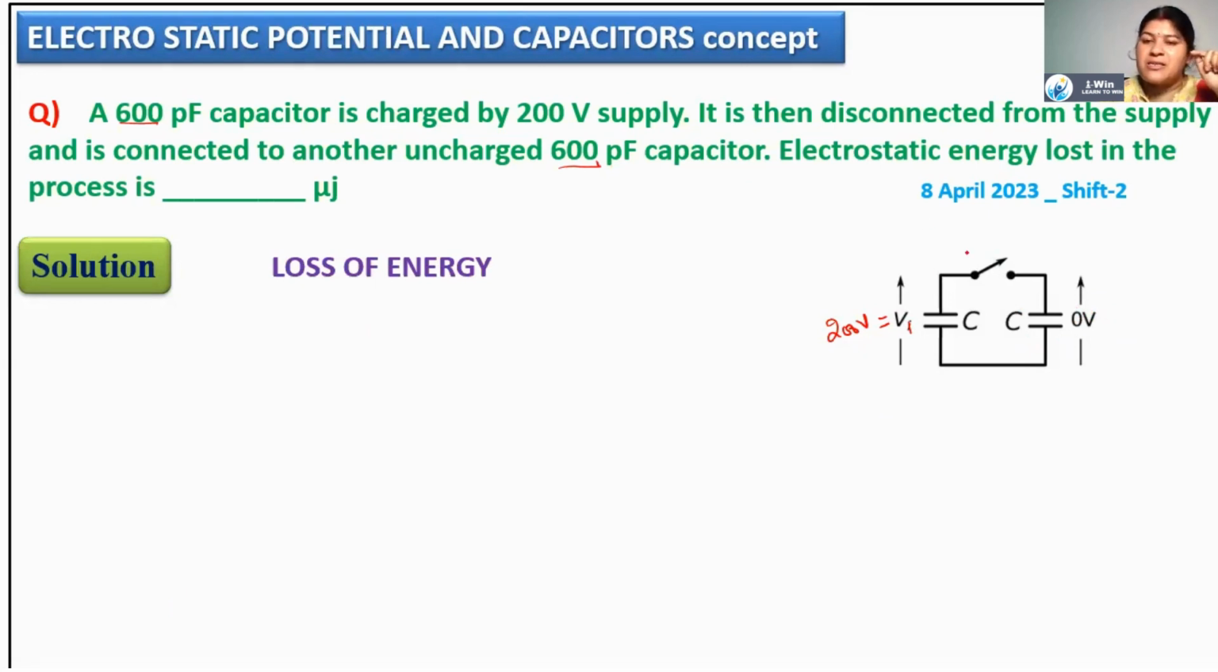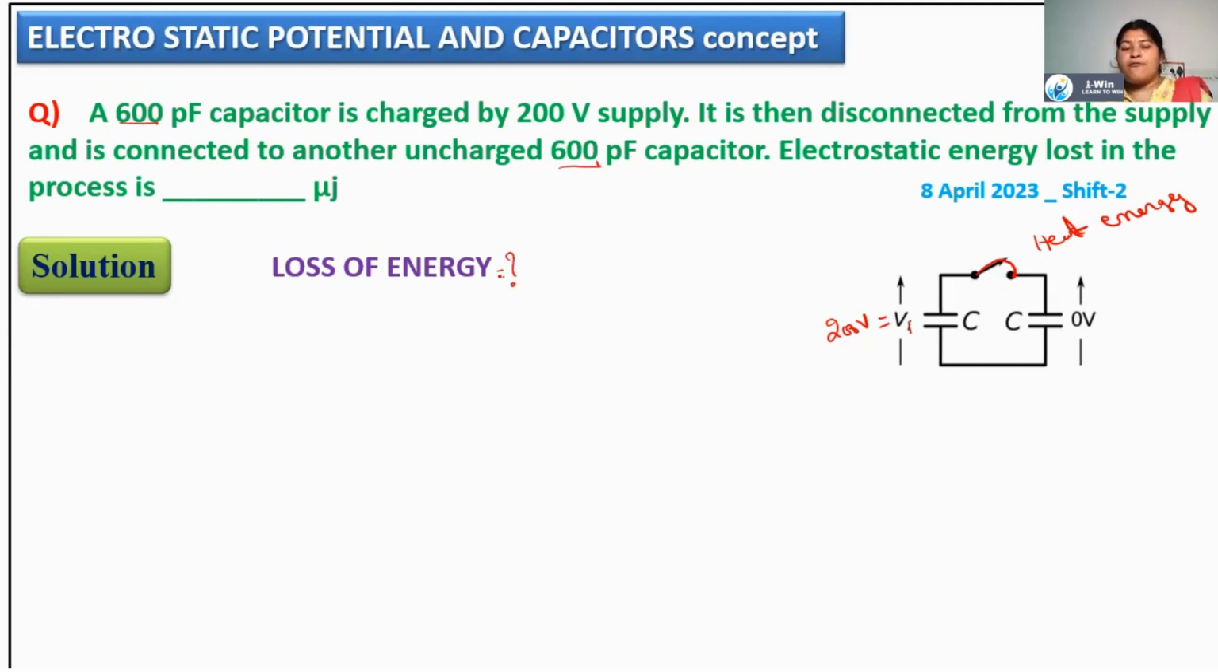Now these two capacitors are connected directly by a conducting wire like this. Then what happens here? A capacitor has electrical energy stored inside it. While you are connecting these two capacitors directly, some amount of energy is lost in the form of heat energy. Electrical energy converts into heat energy, which means some part of the electrical energy is lost. That energy we are going to calculate.